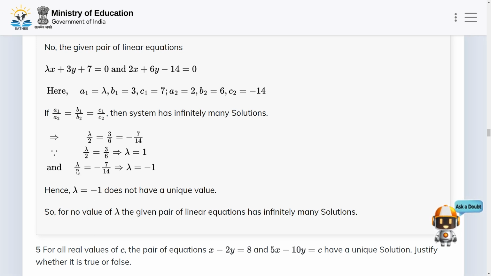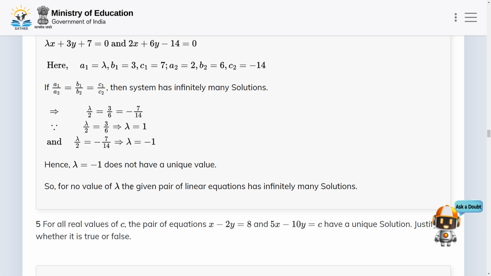Okay, so lambda by 2 is equal to minus 7 by 14, and it implies lambda is equal to minus 1. So here we get two distinct values of lambda. So hence lambda is equal to minus 1 does not give a unique solution. So for no value of lambda does the given pair of linear equations have infinitely many solutions.